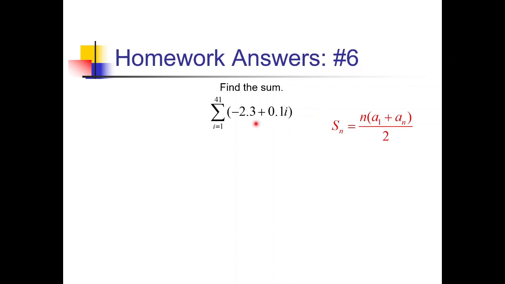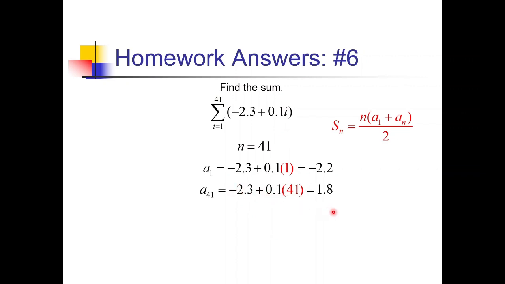N is the number of terms. We're starting at 1 and going to 41, so that's a total of 41 if you count them up. And then to get a sub 1, we're going to plug 1 into my summand, so negative 2.3 plus 0.1 times 1. That's negative 2.3 plus just 0.1, so negative 2.2. And then a sub n is going to be all of this stuff with 41 plugged in instead, my highest term. That's going to be negative 2.3 plus 4.1, which is 1.8.